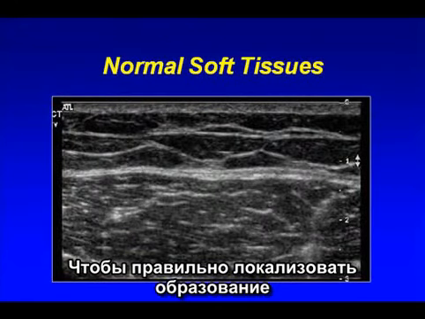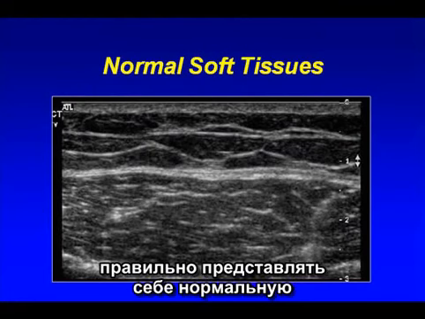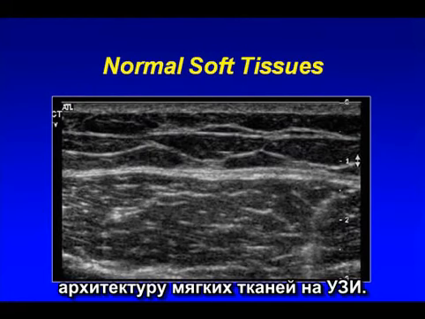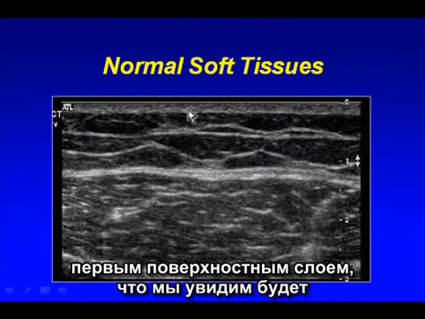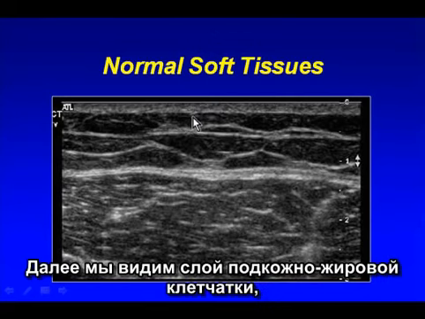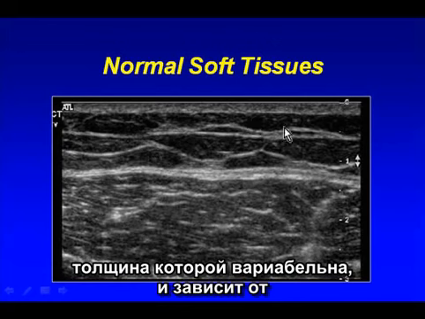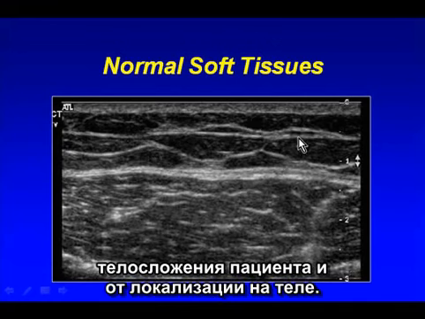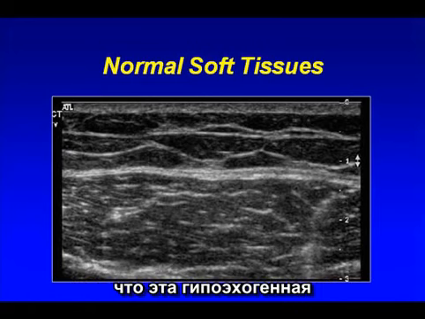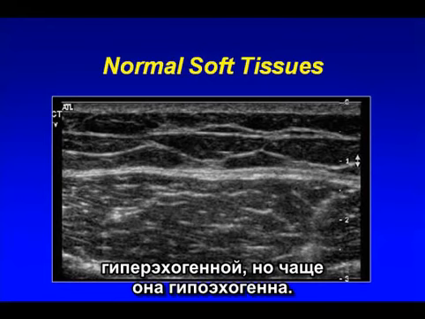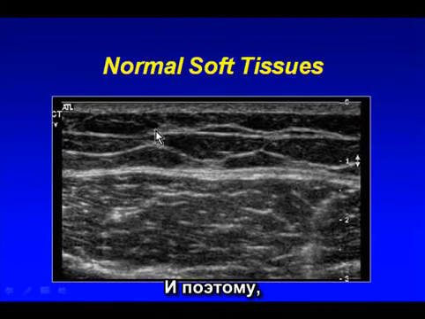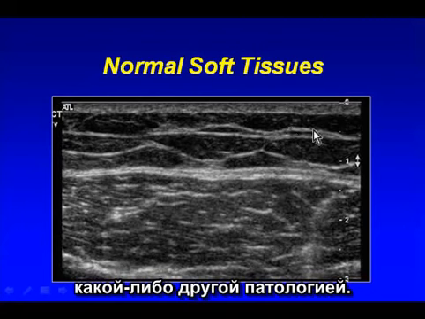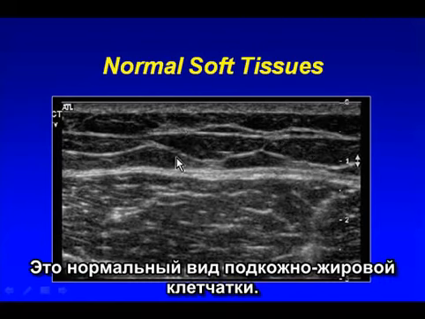In order to be able to localize masses to compartments, it's important to first understand the normal architecture of the soft tissues on ultrasound. When looking with a high-frequency linear probe, the first layer that one will see superficially is the dermis of the skin. Then we have the subcutaneous fat layer, which is variable thickness depending on the patient and depending on the part of the body. It's important to recognize that this fat layer may be hypoechoic or hyperechoic, but often is hypoechoic because, in fact, pure fat is hypoechoic on ultrasound. And so do not mistake this for fluid or some other pathology. This is the subcutaneous fat, the normal appearance.